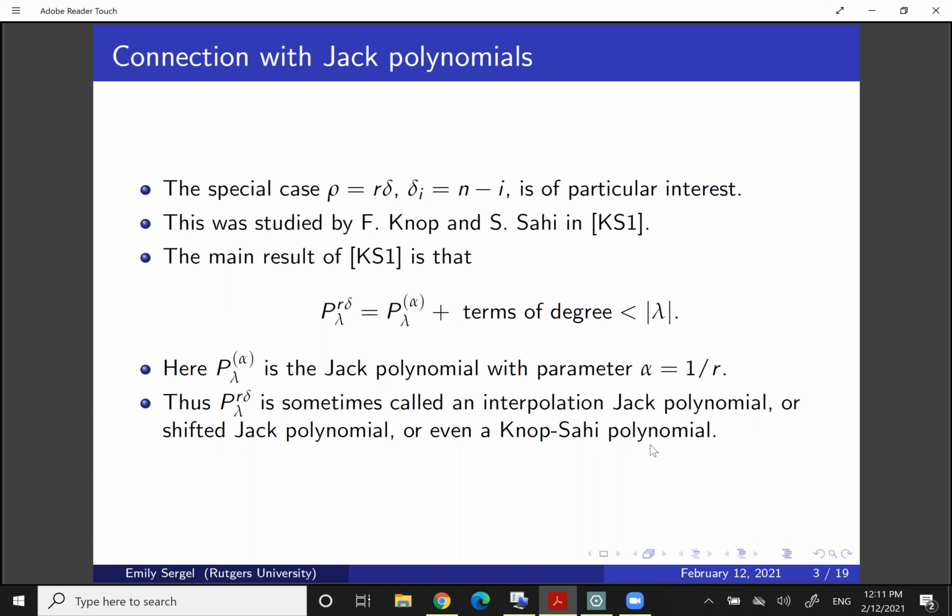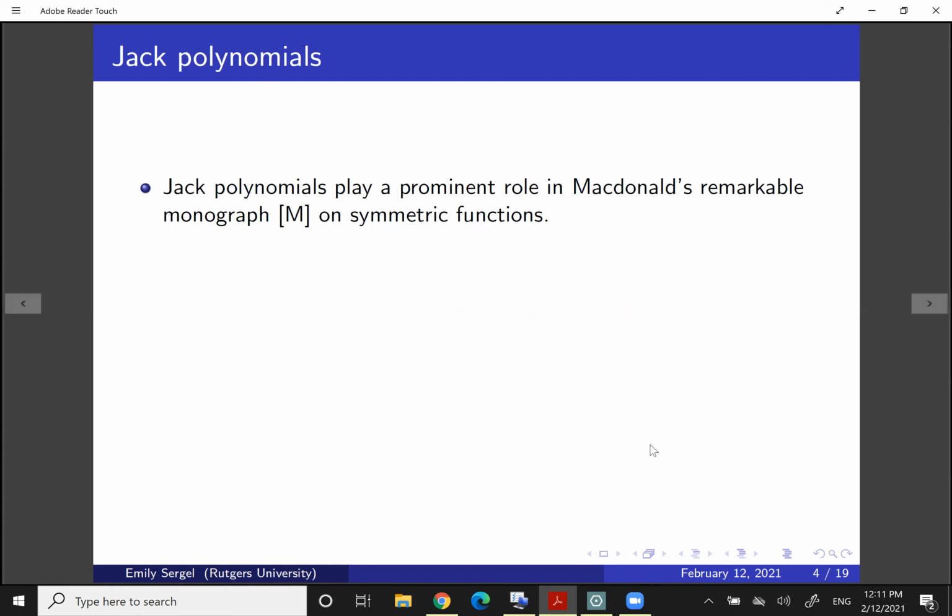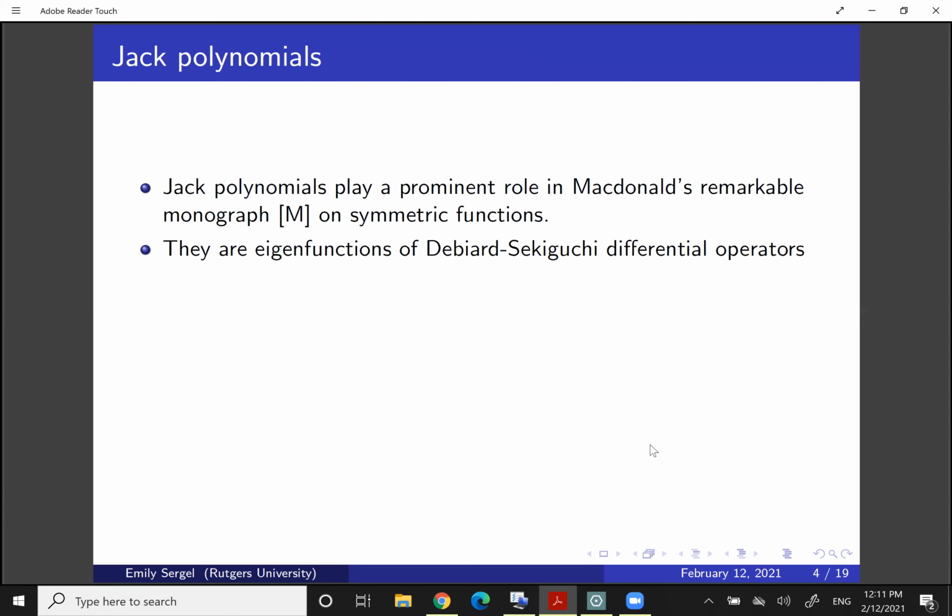And so now the question is, what's a Jack polynomial? If you're not already friends with Jack polynomials, what are those? So these are a basis for the ring of symmetric functions. If you don't know Jack, so to speak, right? You don't know Jack. So these are an important basis for the ring of symmetric functions, and they play a prominent role in Macdonald's book. And they're eigenfunctions of certain differential operators. That's one way to define them.